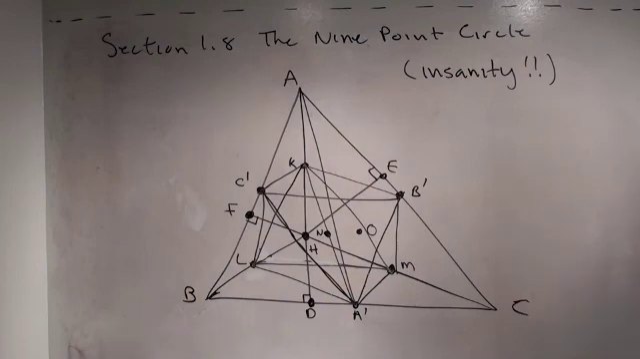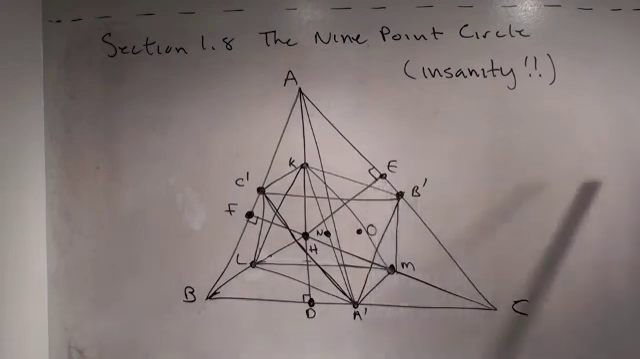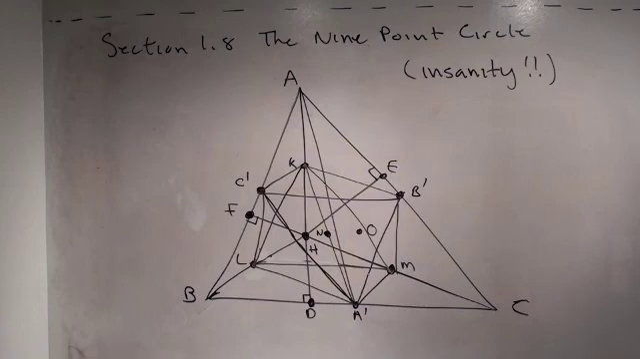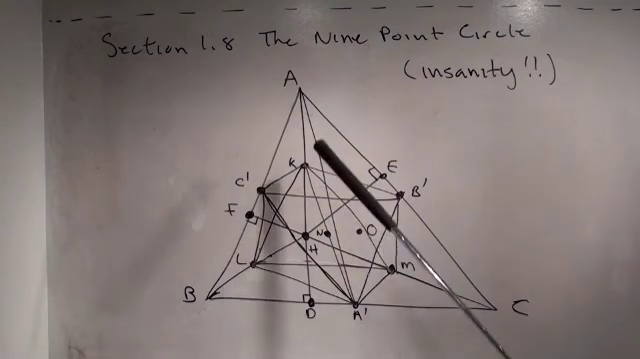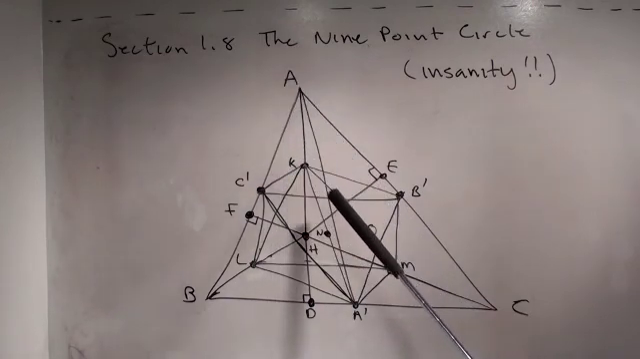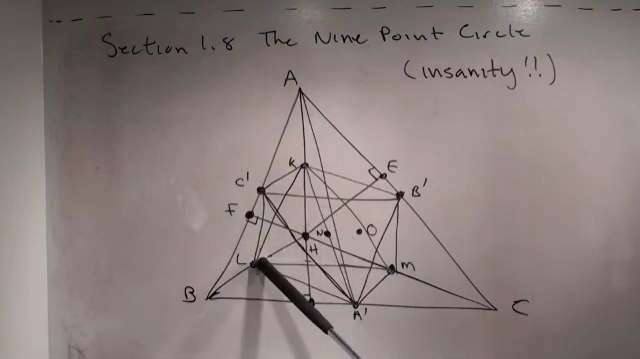What we are going to prove in this section is that the feet of the altitudes of a triangle, D, F and E, the midpoints of the 3 sides, A prime, B prime, and C prime, and the midpoints of the line segments connecting the 3 vertices to the orthocenter. So on the altitudes, you take the intersection point and you go halfway back to the vertices. So that's K, here's the intersection point halfway back to the vertex, M and L.